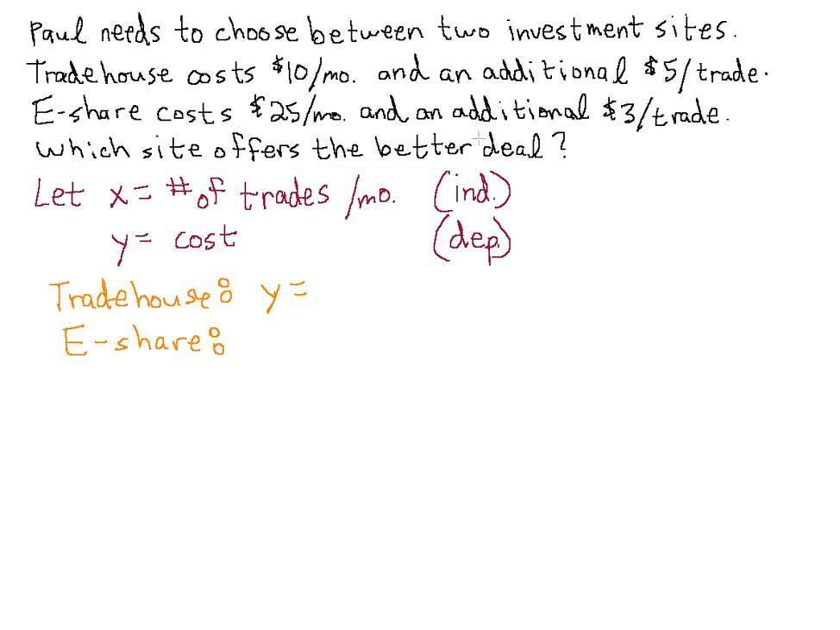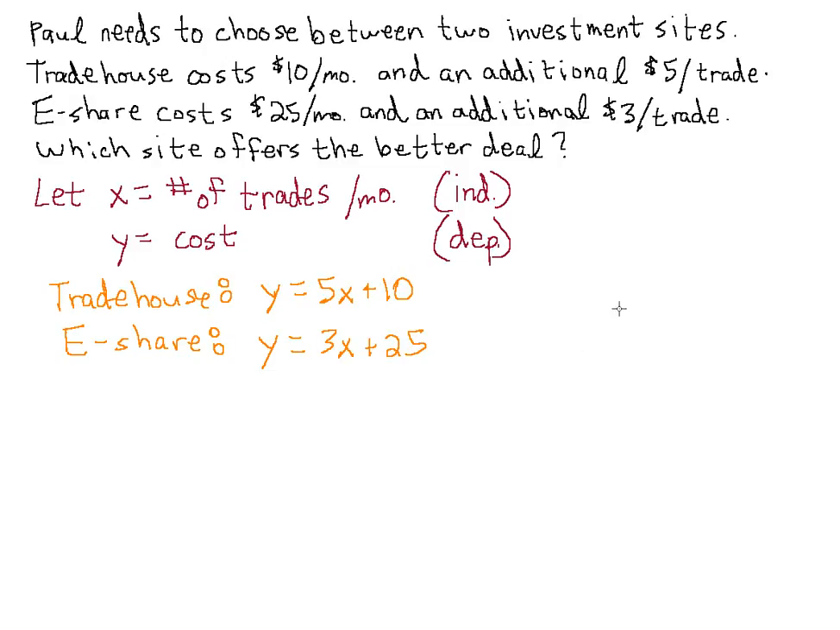Now we want to know which has a better deal as applies to cost per month, so per month actually isn't going to be a factor here. This is going to be $10 as a flat rate plus $5 per trade. The number of trades is X, so we have Y equals 5X plus 10. That yields the cost for Trade House. Now the monthly cost for eShare is $3 a trade and $25 a month, so it's 3X plus 25. So we have a set of equations, one for each trading site.